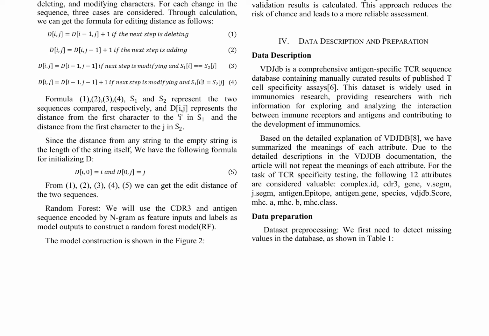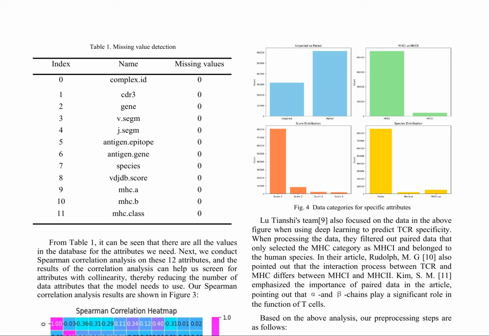training. The authors also describe the VDJdb dataset, a comprehensive antigen-specific TCR sequence database, and considered 12 attributes valuable for TCR specificity testing. Finally, the authors discuss dataset preprocessing, detecting missing values in the database, as shown in Table 1. The table on page 3 of the research paper reveals no missing values in the dataset for the required attributes.